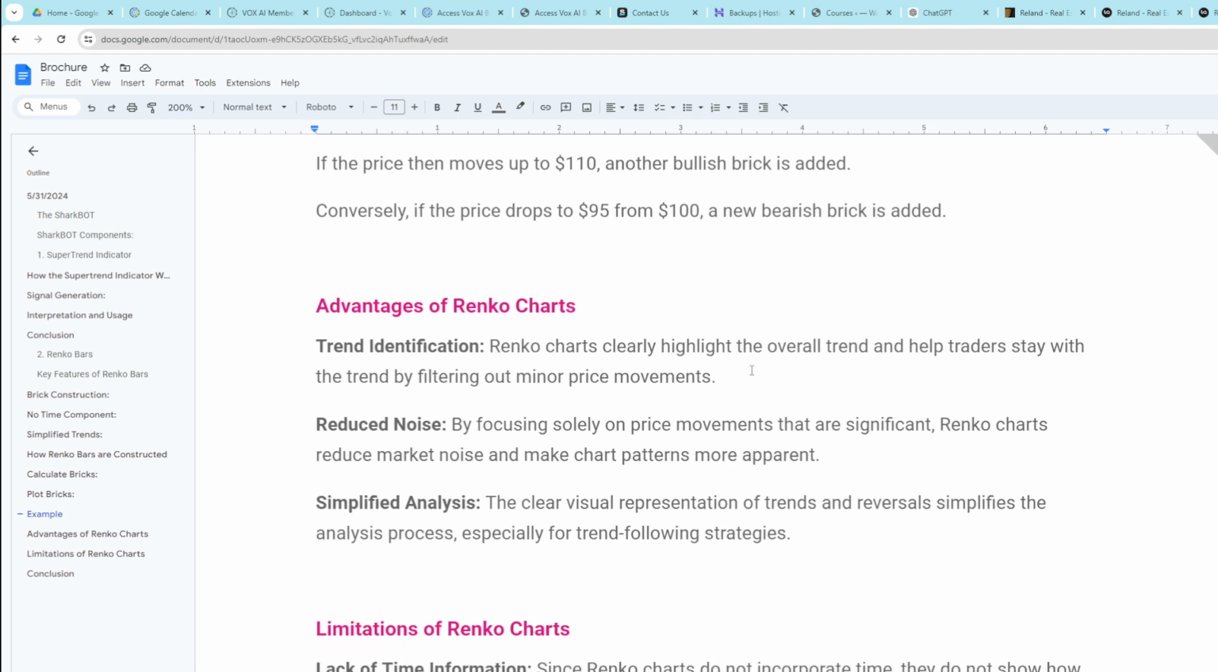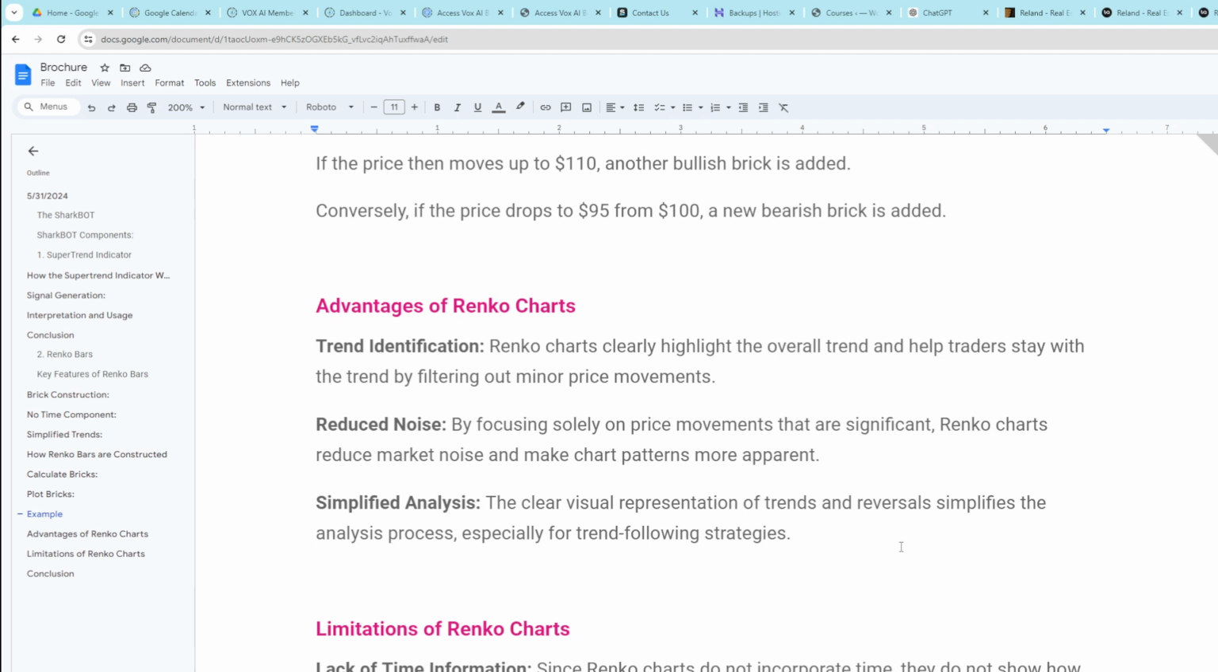So what are the advantages of Renko charts? Trend identification. So you got 2 things that help you with trend. Number 1 is the super trend indicator. Number 2 is the Renko bars or Renko chart. So Renko charts clearly highlight the overall trend and help traders to stay in the trend by filtering out the minor price movements, reducing the noise.